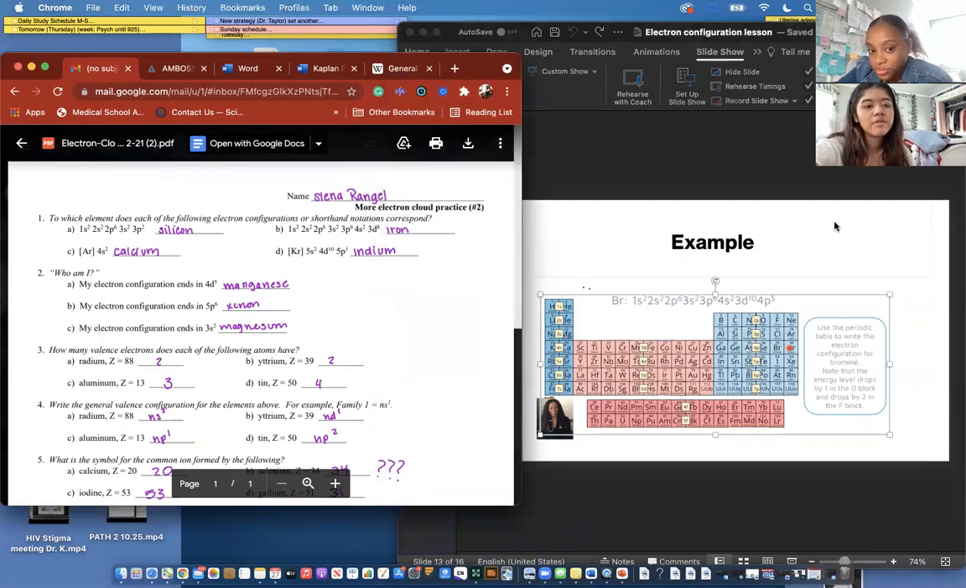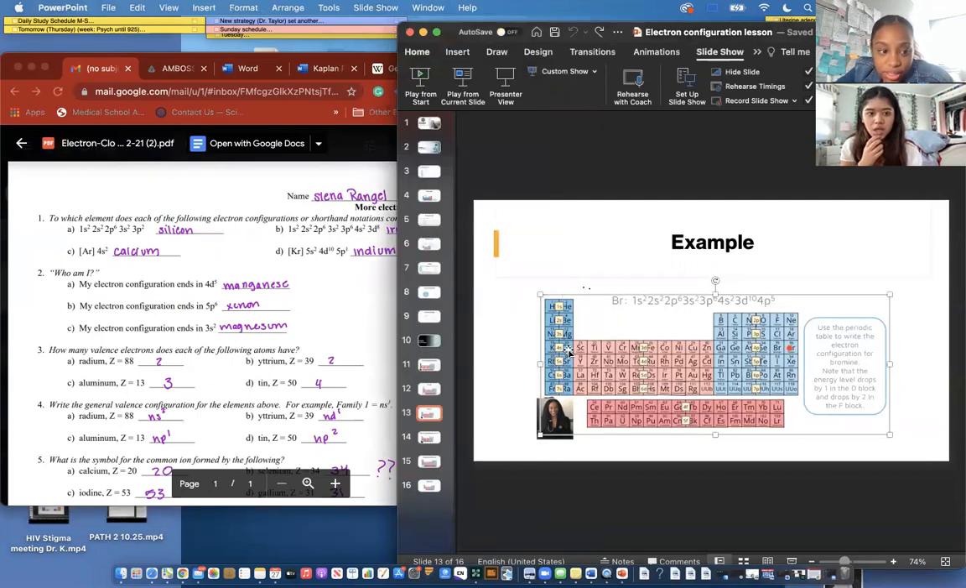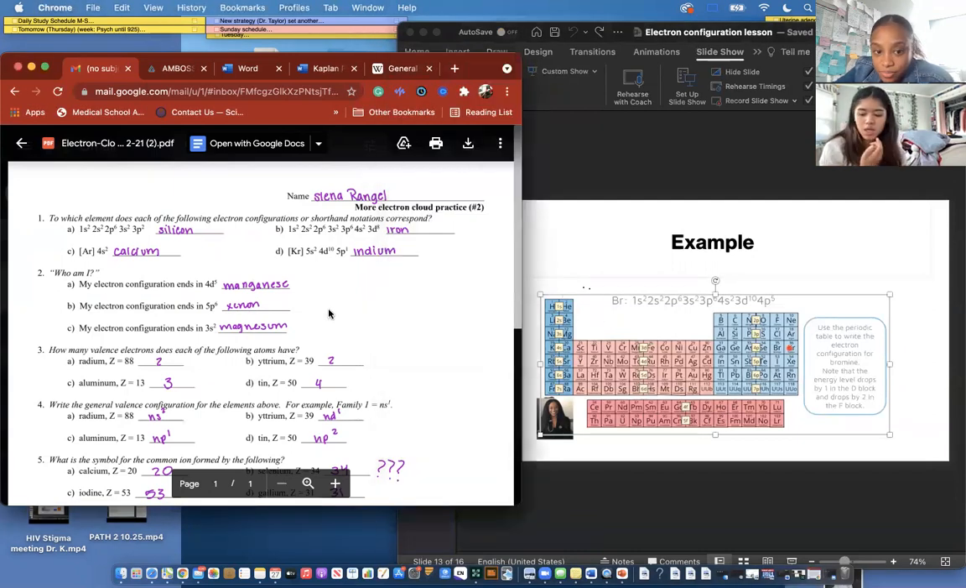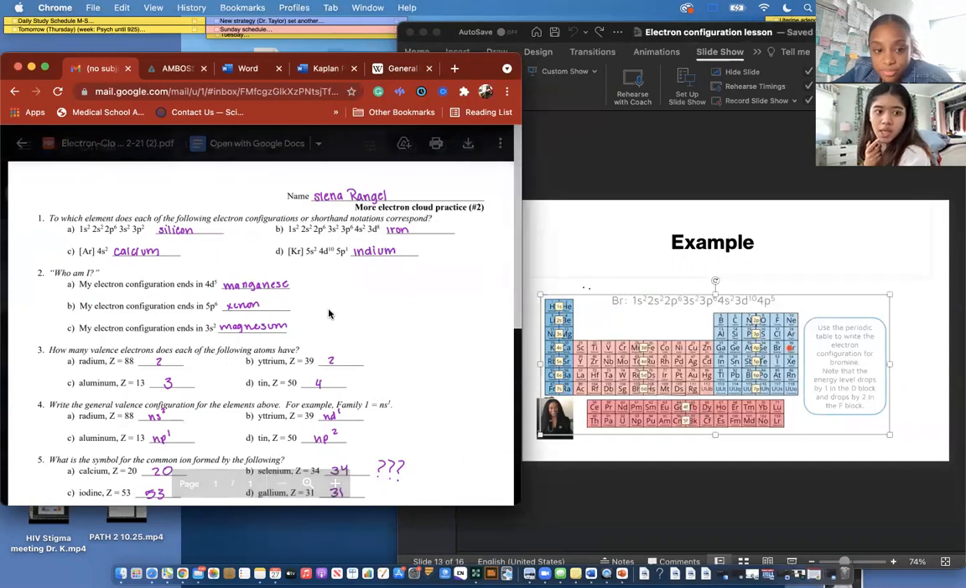How about for the shortcut version? For the shortcut version, you literally just go to Ar. Oh, that's so much easier. Hold on, I got it. So 4s2 is calcium, yes. Yeah, calcium. And then 3p2, 3.